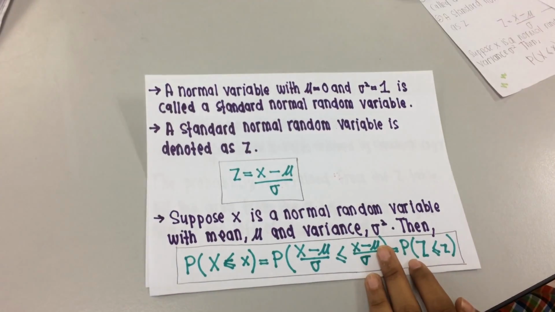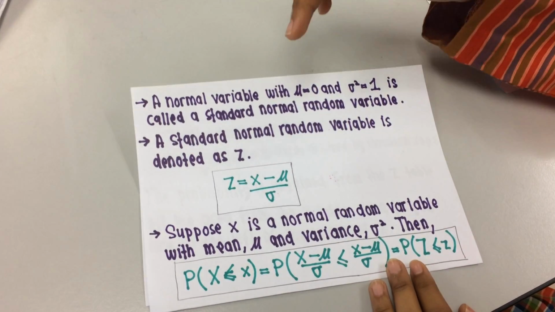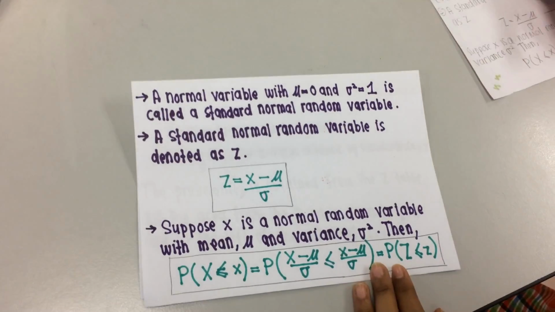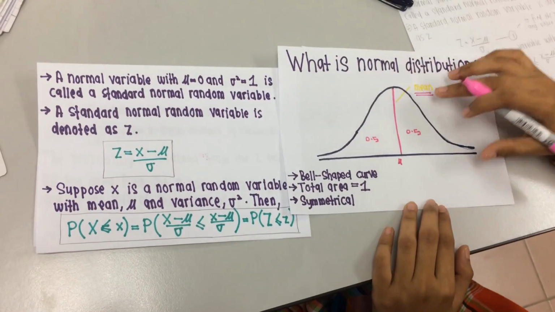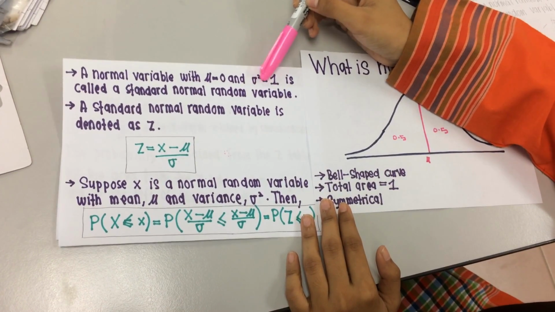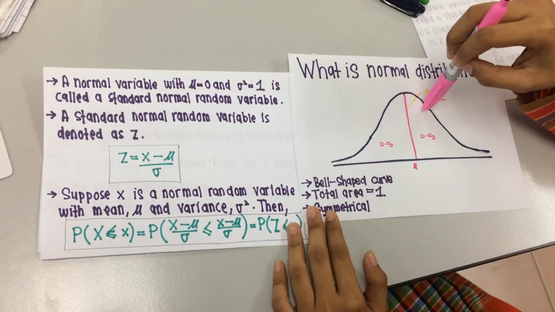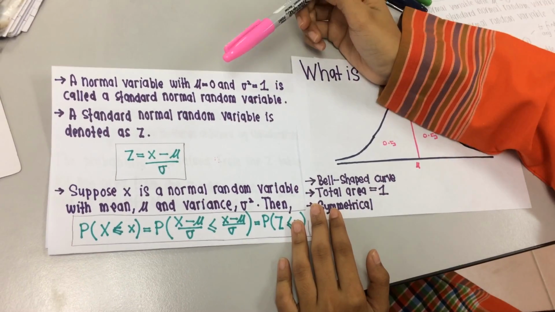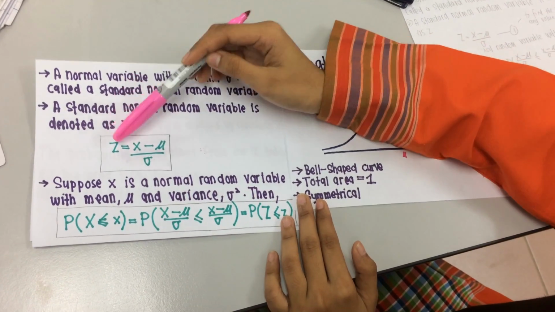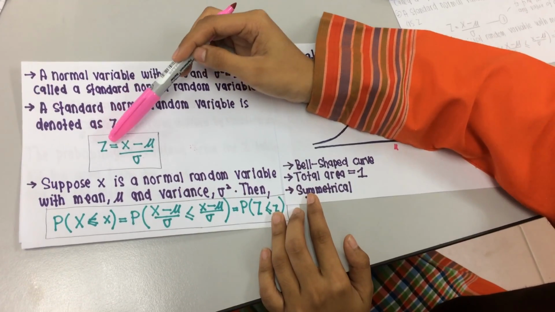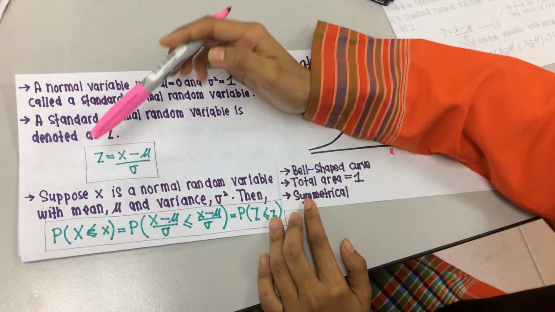Now we move on to a little bit of explanation. A normal variable with mu equal to 0, which we can see here as mu at the center, and a standard deviation equal to 1, which is the total area of the normal distribution. A standard normal random variable is denoted as Z. This is our main formula: Z equals X minus mu divided by the standard deviation.